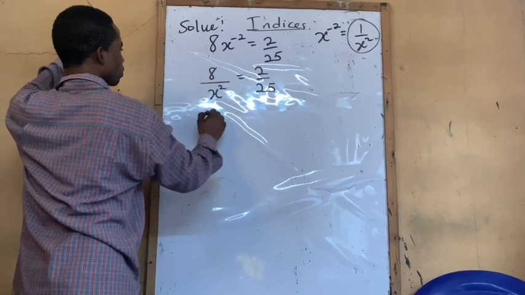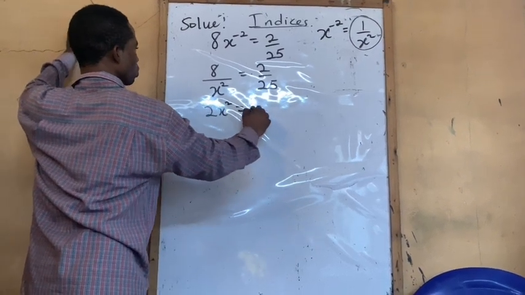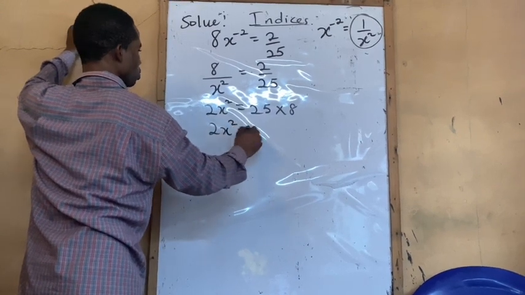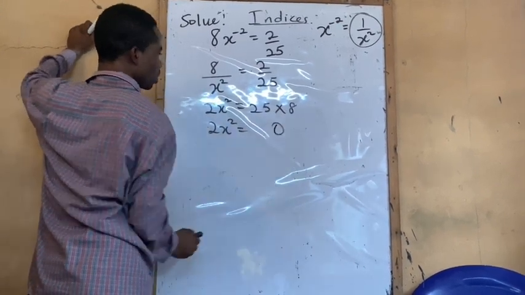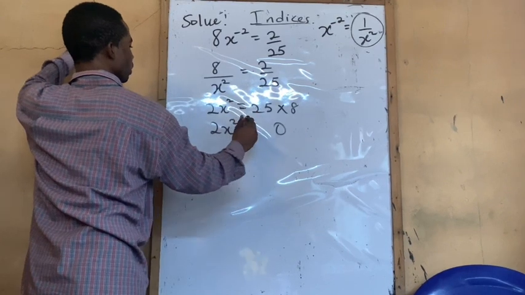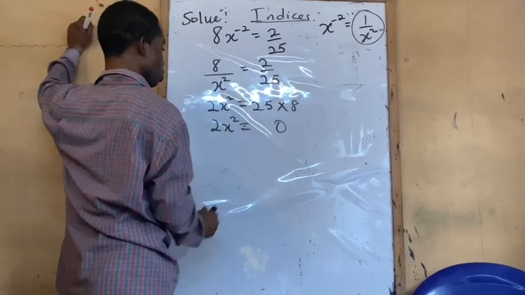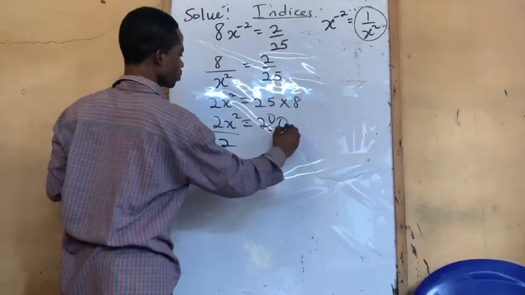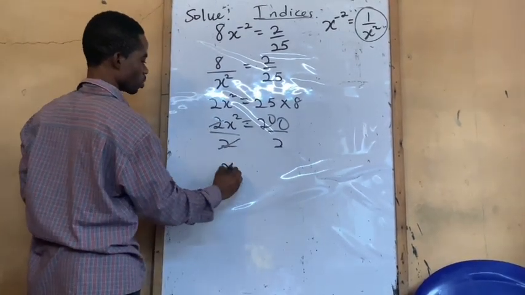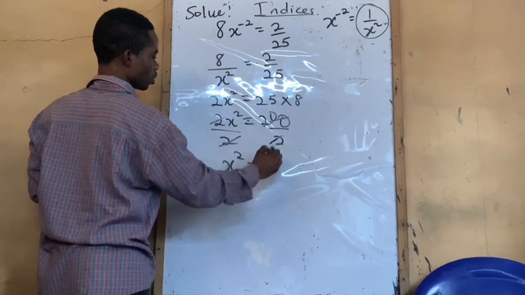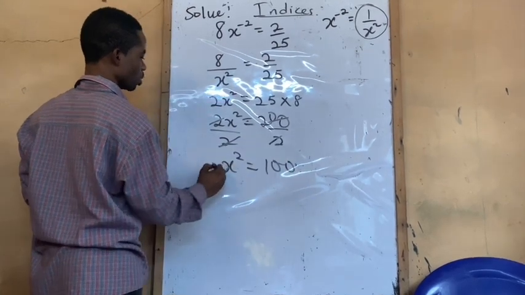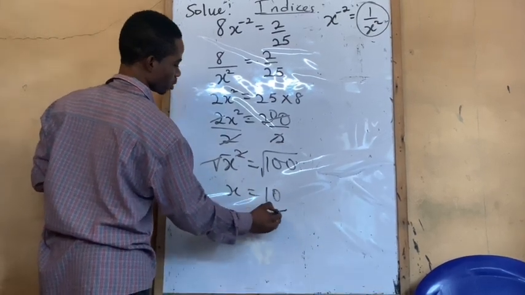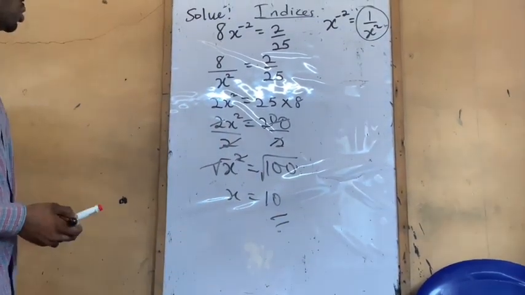If I cross multiply, that will be 2s squared equals 25 times 8. That is 2s squared equals 8 times 5, 40, and 4, 8 times 2, 16. 16 plus 4, that is 20. So we divide both sides by 2. So s squared equals 100. So find the square root. So that is our x is 10. Our x is 10.